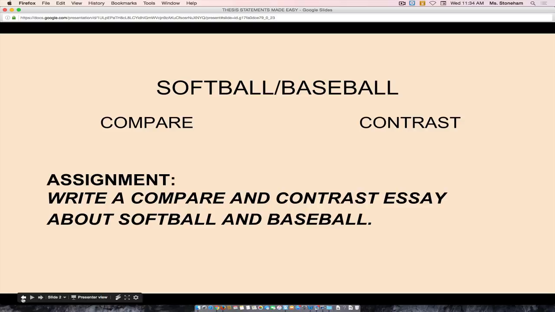And what am I comparing and contrasting? Softball and baseball, not rugby and tiddlywinks, right? I'm going to focus on those two things.